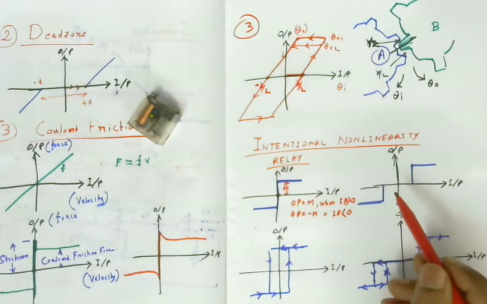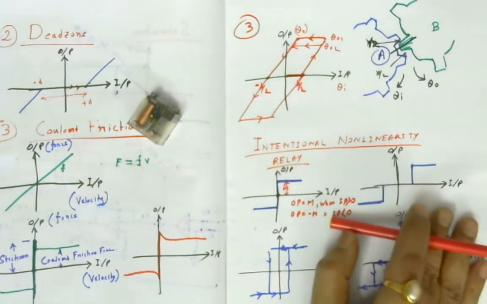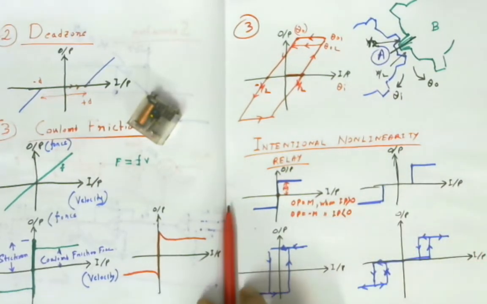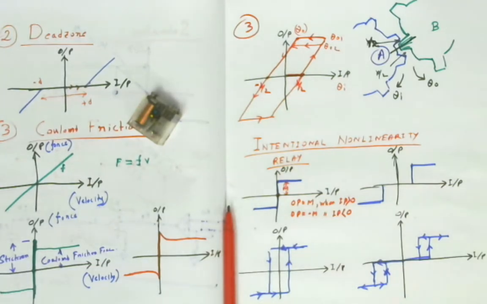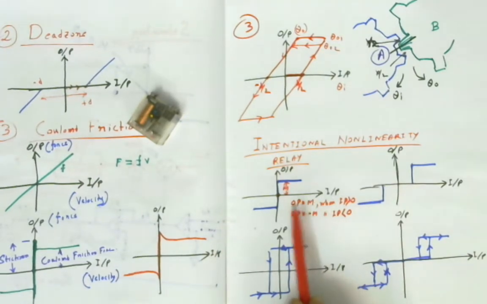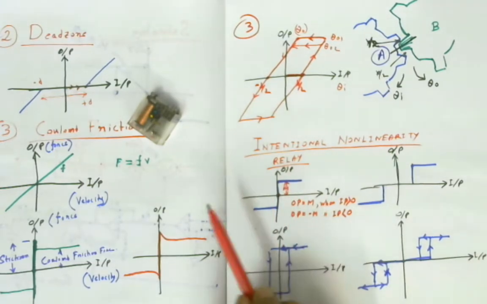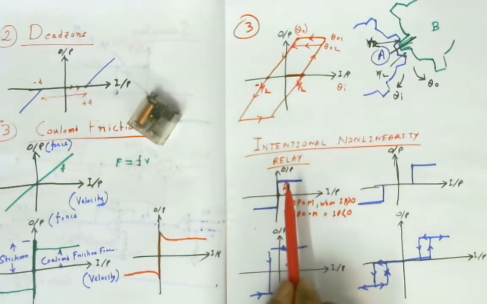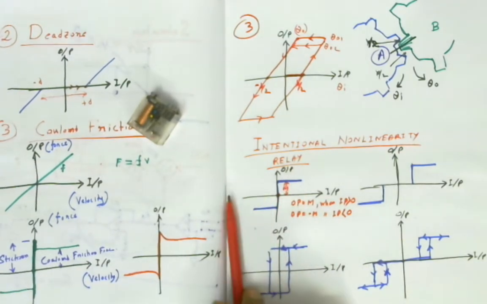Now, one point I want to make very clear to you is that the relay has a coil, and the coil requires current for energizing, and that is the input axis, and the output is the load, I mean the voltage or current of the load.